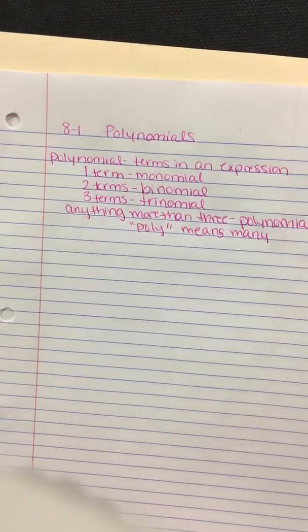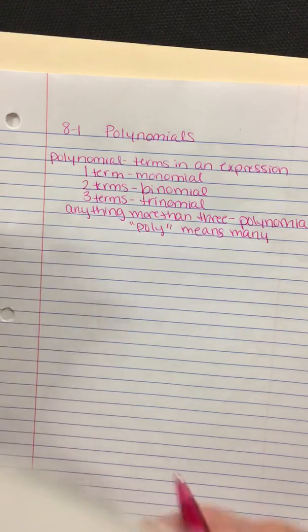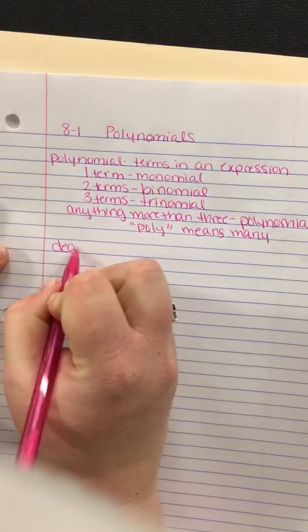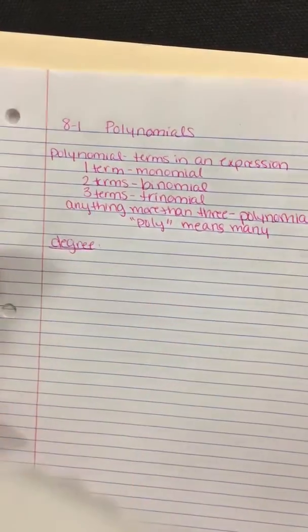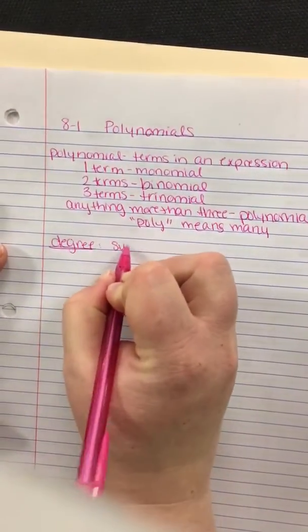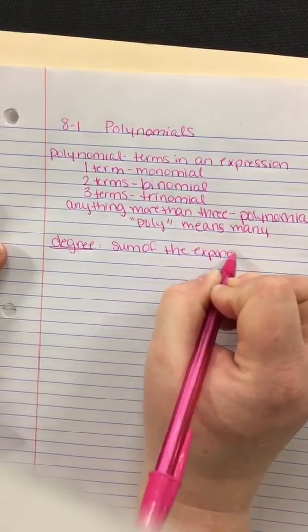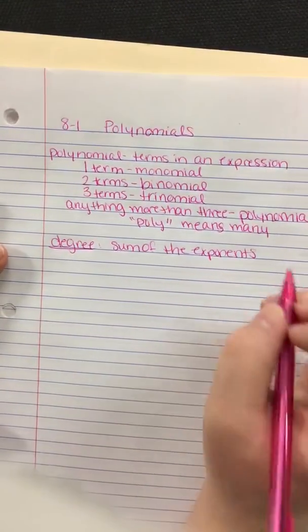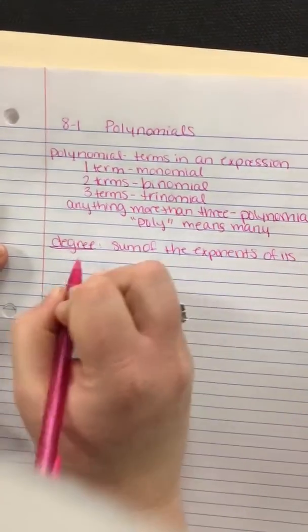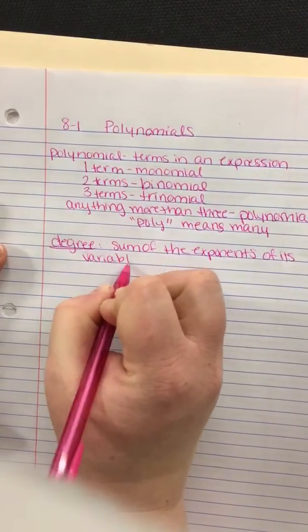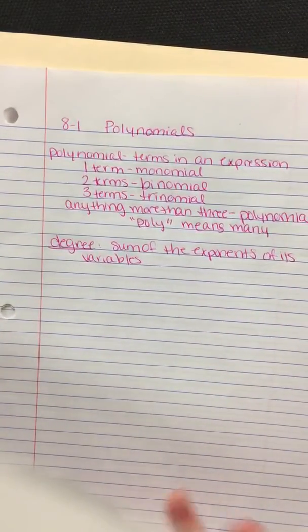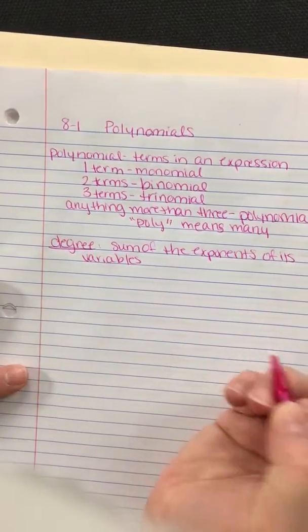Okay? Now, with these polynomials, each term also has a way of describing it with the degree. Okay, so we're going to talk about degree. The degree is the sum of the exponents of its variables. So you take your biggest degree in whichever term is the biggest. So we'll do some examples.